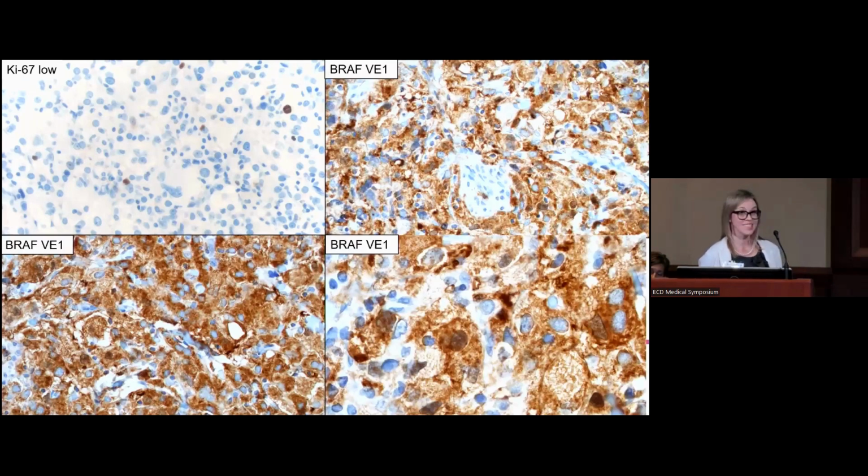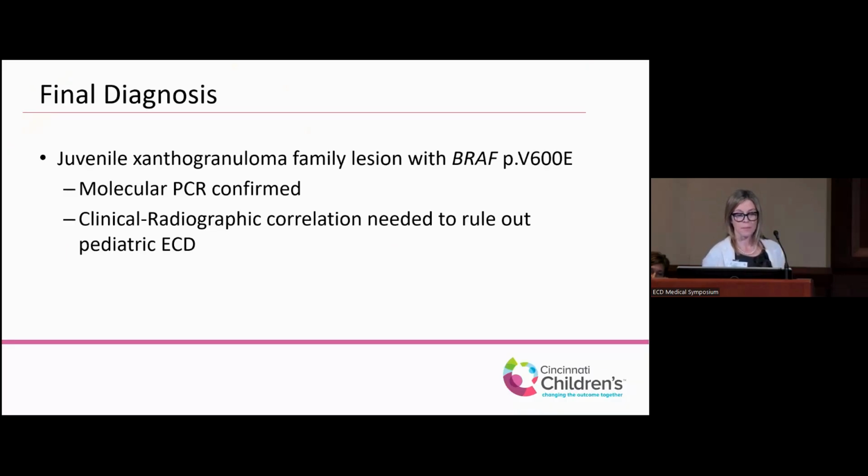But what was fascinating was that when we did the BRAF mutant specific VE1 immunostain, all these cells had very strong and diffuse cytoplasmic staining. So this was confirmed with further molecular testing. And at that time, we put as a diagnosis that this looked to be in that JXG family of lesions, but with the caveat of the BRAF V600E.